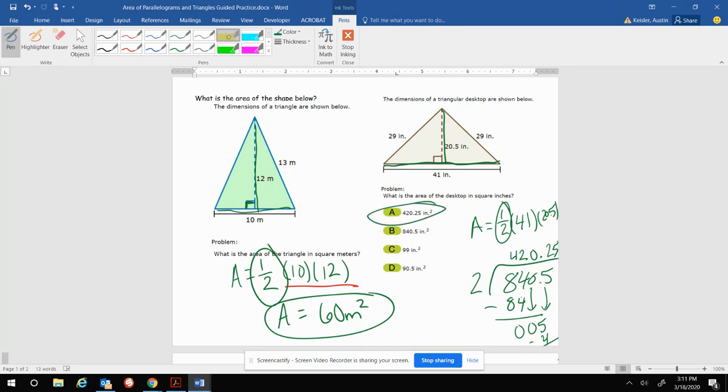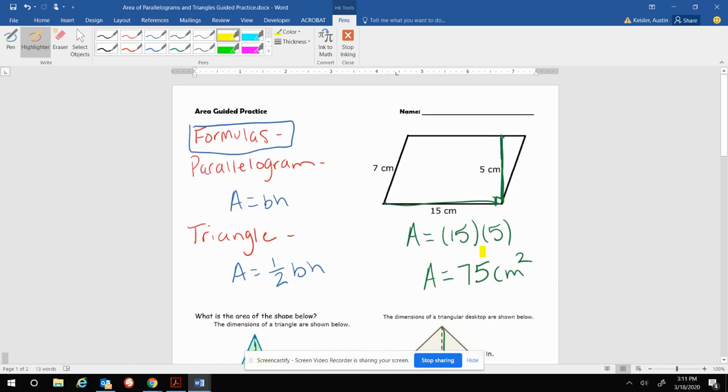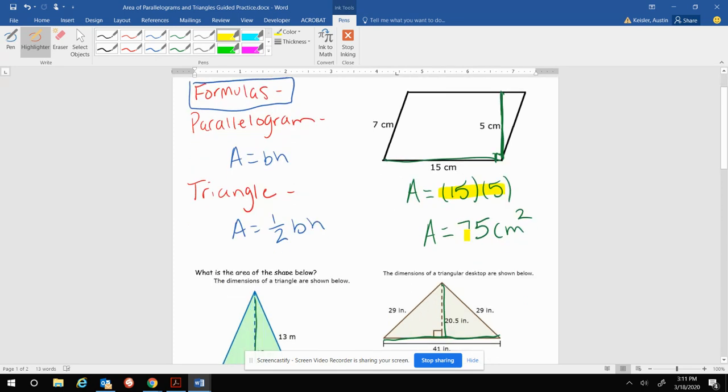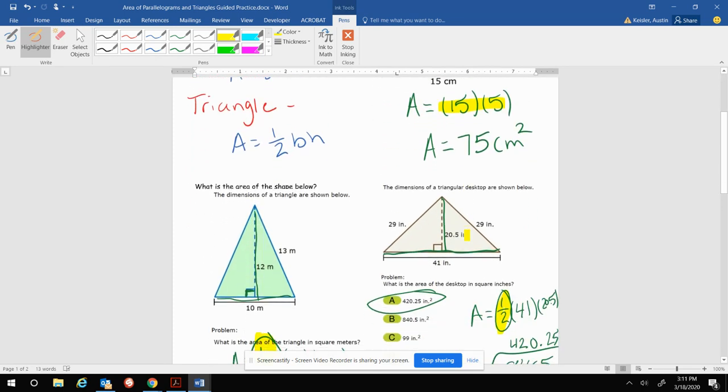Make sure you are not forgetting that 1/2 on any triangle. Make sure also that on parallelograms you're not dividing by 2. Make sure you're using the right formula. Make sure you plug it in, and then just follow the formula from there.